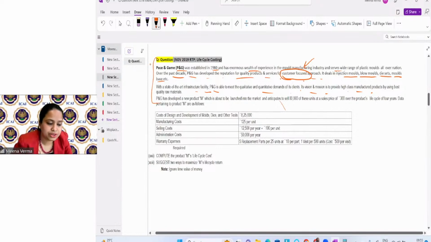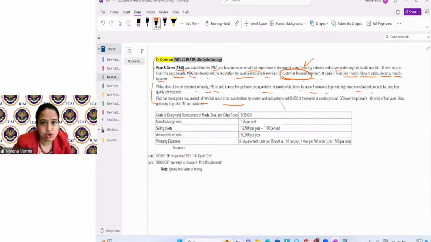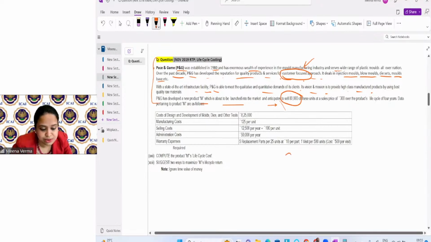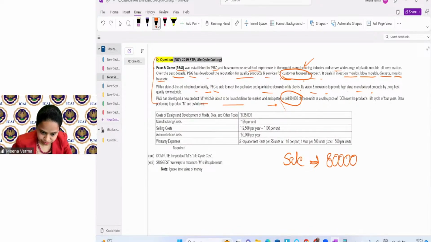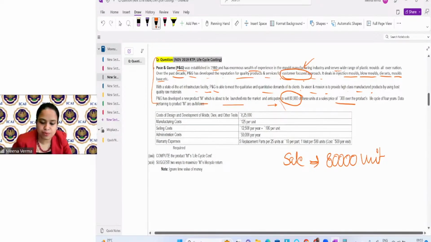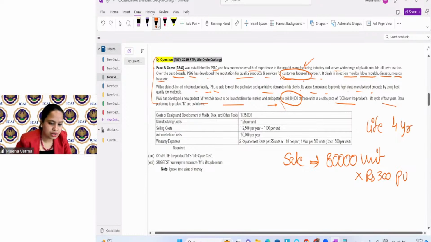All right. Pace and Game has developed a new product M, which is about to be launched into the market and anticipated a sale of 80,000 units. So sale is anticipated as how much? 80,000 units. Right? This is the anticipation of the sale. And the selling price is what per unit? The selling price is rupees 300 per unit, right? Over 4 years, the life of the product is what? Life is 4 years, right? The data pertaining to the product M is all this data.